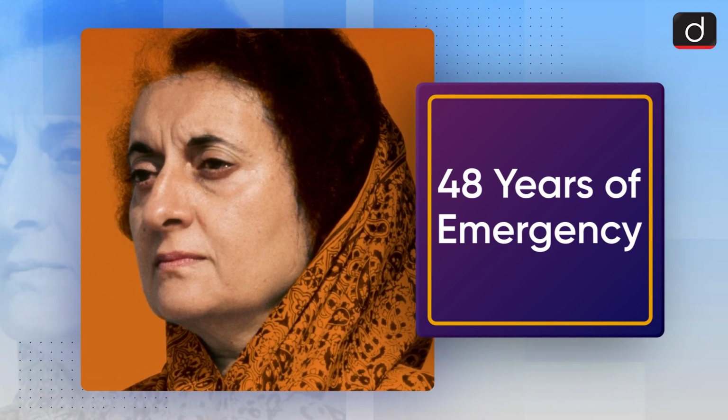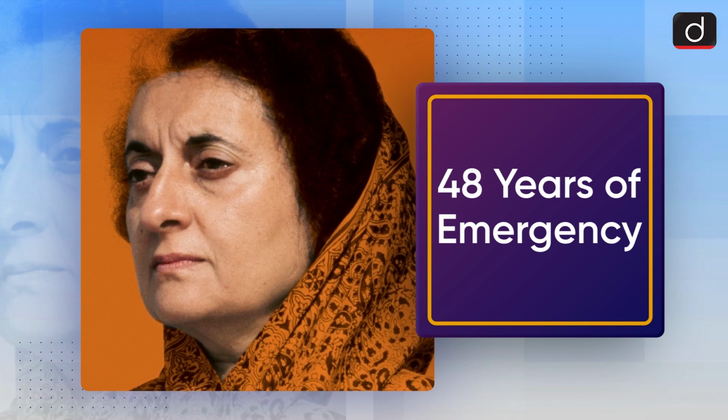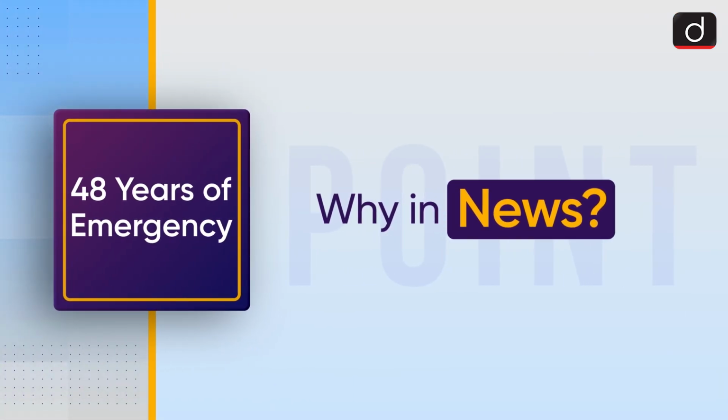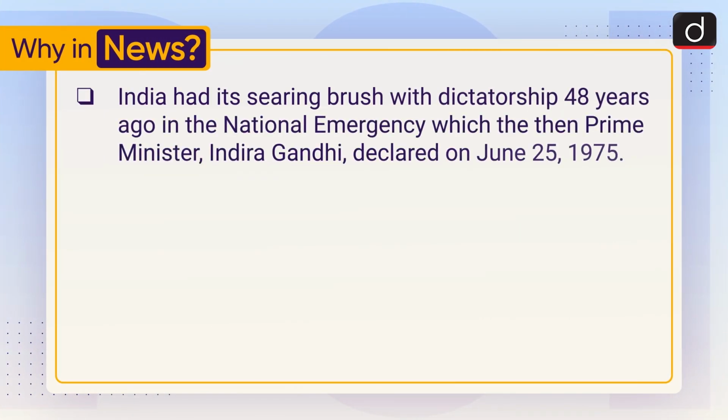Today's topic of discussion is 48 years of emergency. First of all, let's see why it is in the news. India had its searing brush with dictatorship 48 years ago in the national emergency, which the then Prime Minister Indira Gandhi declared on June 25, 1975.